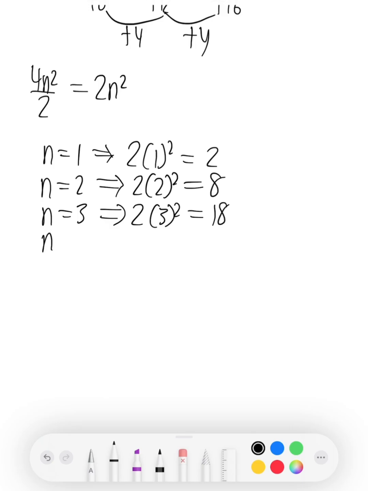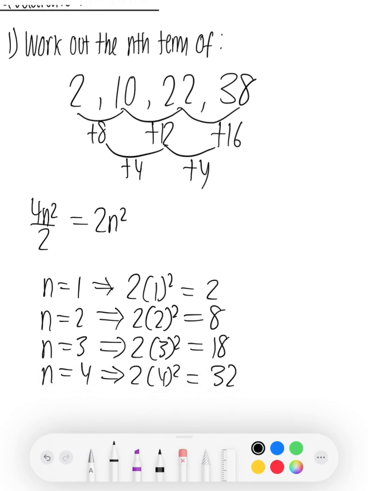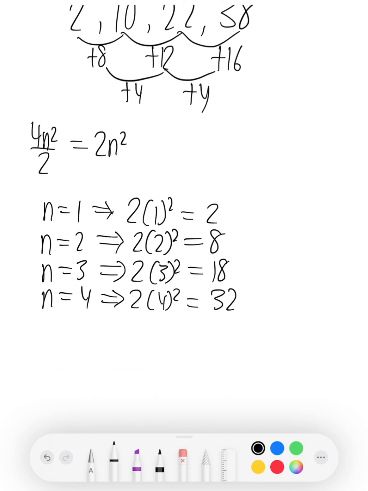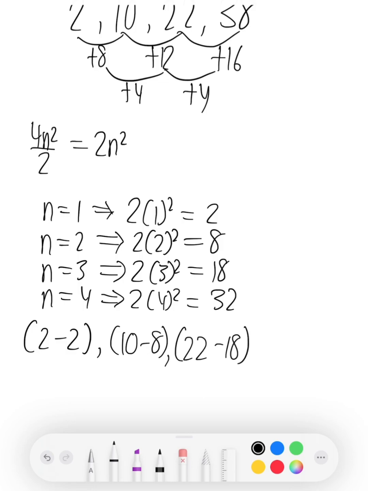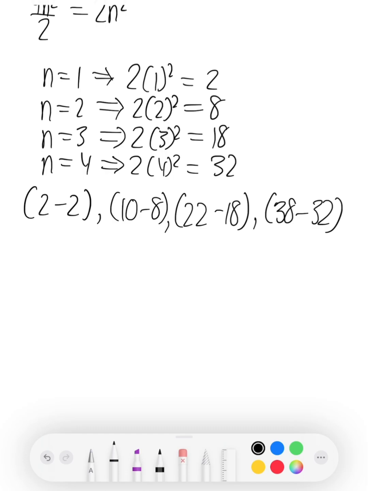And finally, when n equals 4, we have 2 lots of 4 squared, and 4 squared is 16, multiplied by 2 is 32. And what we are going to do is subtract. So we've got that original 2 minus a 2 from here. We've got a 10 minus an 8. Then we've got a 22 subtracted by an 18. And then finally we have a 38 subtracted by a 32. So let's start simplifying this down by subtracting.